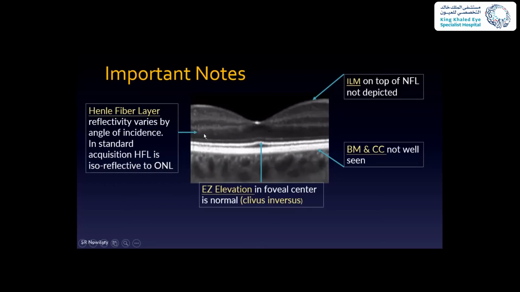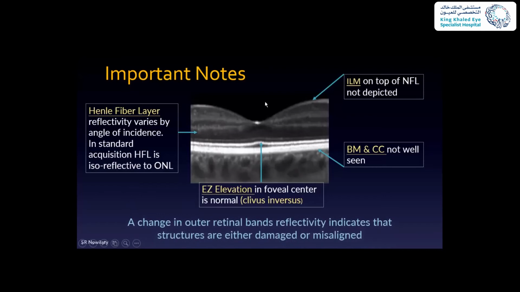And the Henle fiber layer, which is the inner part of the outer plexiform layer, the reflectivity, how bright it is, how white it is, if you wish, is going to depend on how the OCT was taken. If it's taken head on, it's going to appear hyperreflective and equal on all sides. But if the eye moves or if the OCT is taken a little bit sideways, then it's going to look a little bit thicker. So that depends on how the thing was taken. So any change in the outer retinal band's reflectivity indicates that the structure is either damaged or misaligned.